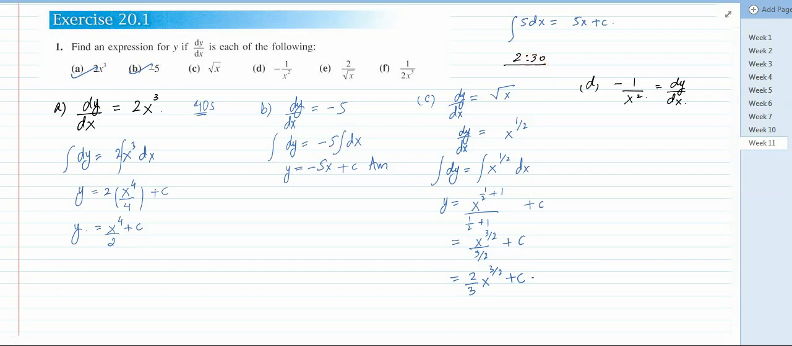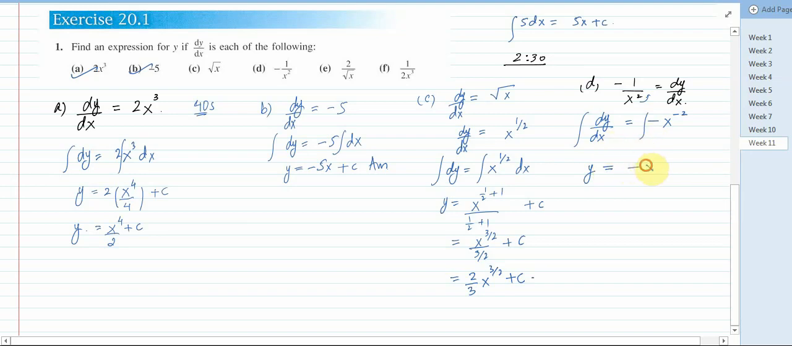Alright, so if I arrange it first, I can say that dy over dx is equal to minus x to the power minus 2. I shift the base to the numerator and now my function is ready to integrate. So y is equal to minus x to the power minus 1 divided by minus 1, plus c. And you can say that it's x to the power minus 1 plus c, that is equal to 1 upon x plus c, and that is your answer.